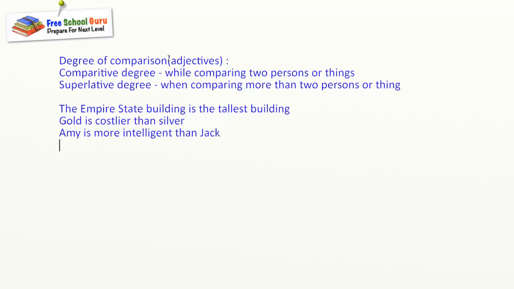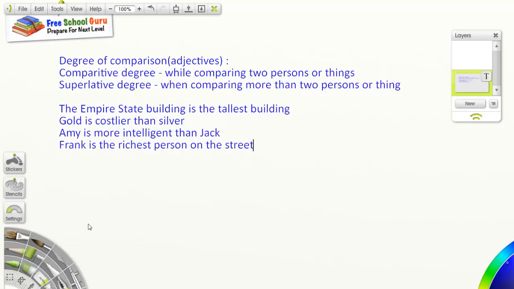One more example and then we'll come back to basically understand. Frank is the richest person on the street. Okay, so now we've got a fair bit of examples. So now we should try to understand and we should try to identify which one is a comparative degree and which one is a superlative degree.